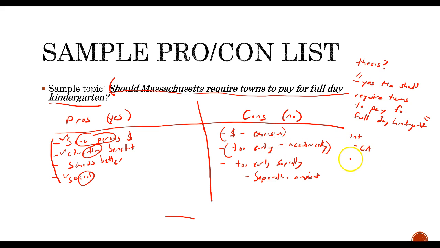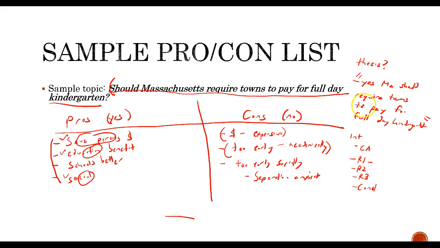And then I'd move into my arguments and say, however, it's a good idea for towns to pay for full-day kindergarten because of my first reason, it saves parents money. And because of my second reason, it could give them an academic or education advantage. My third reason, it could help them develop social bonds that are important. And then I have my conclusion.